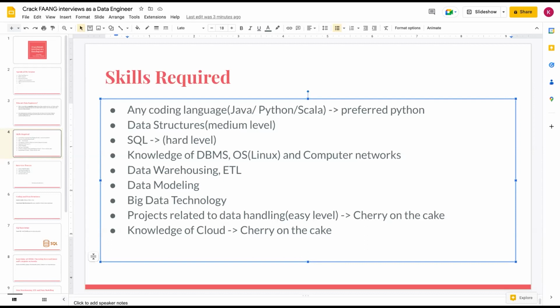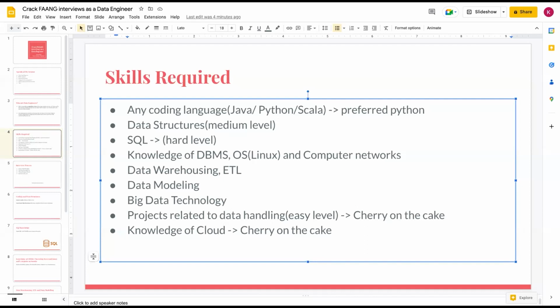Then moving next, knowledge of DBMS, OS, and computer networks. During our 4 years of BTech, or maybe 3 years of BSc, these subjects are part of our semesters, right? DBMS is the database management system. I think it's a part of the third or fourth semester. We give the exams, we read about it, and then we forget it in the very next semester. But this is actually very important.